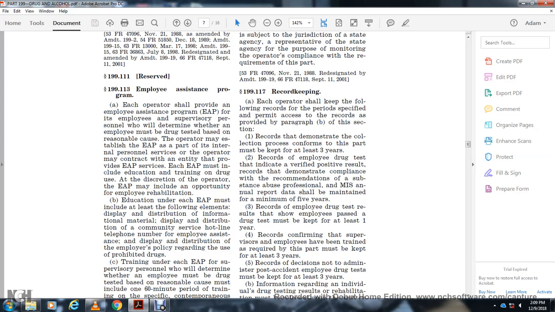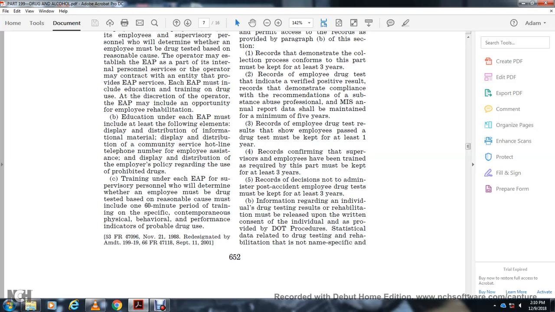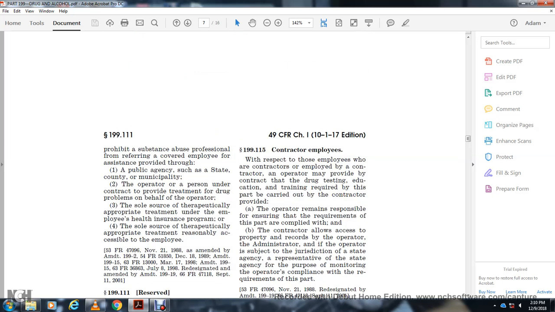The employee assistance program must include at least the following elements: display and distribution of informational materials; display and distribution of the community service hotline telephone number for employee assistance; and display and distribution of the employer's policy regarding the use of prohibited drugs. Training of the employee assistance program supervisory personnel who will determine whether an employee must be drug tested based on reasonable cause shall include a 60-minute period of training on specific contemporaneous physical, behavioral, and performance indicators of probable drug use.